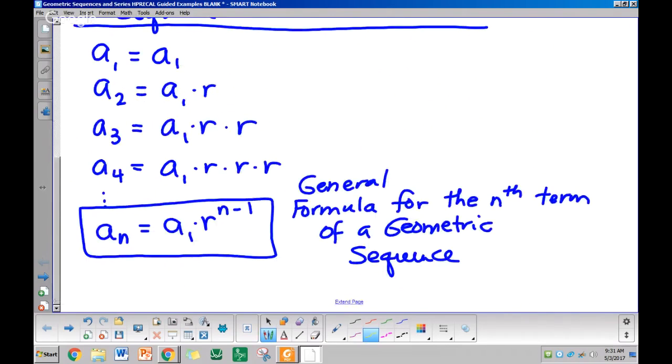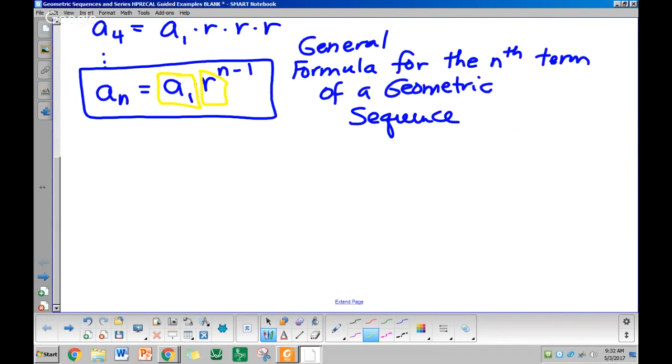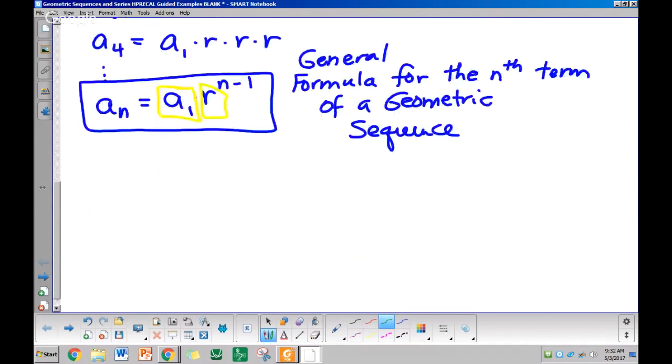What about in a geometric? What are you supposed to have filled out? A sub 1 and r. So those two things have to be filled out. Now, this is the explicit formula. What do I mean by explicit? That means if I tell you n, you know what the term is. So if I said n was 5, you would say, well, that's a sub 1 r to the 4th, and you know exactly what number was in the sequence.